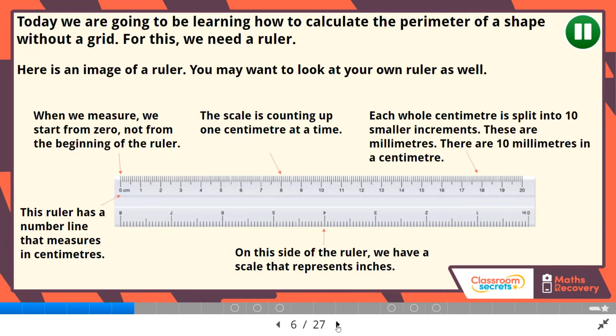On the other side of the ruler, you may notice a different scale. This scale represents inches. We will not be using this scale to measure perimeter, so it is important to ensure that you are measuring using the correct scale.